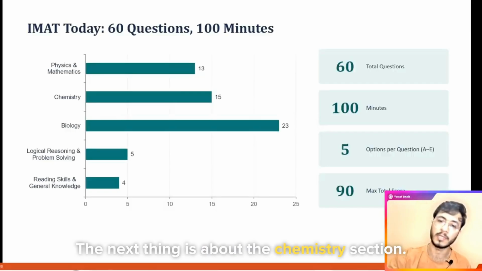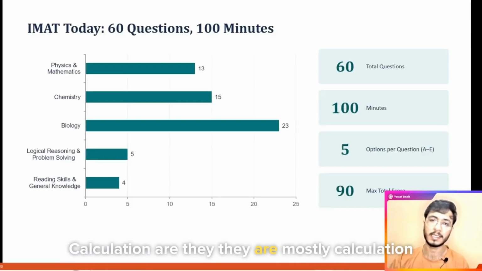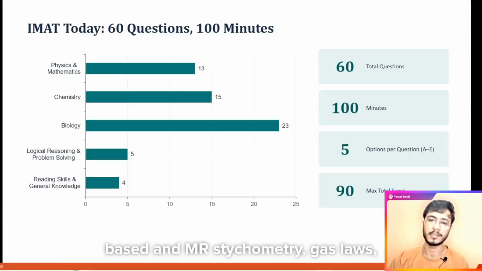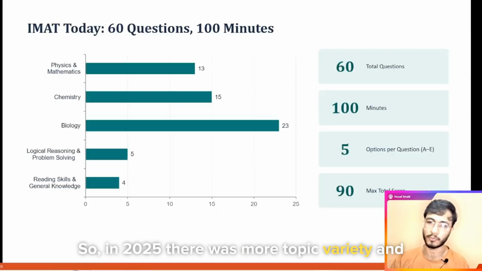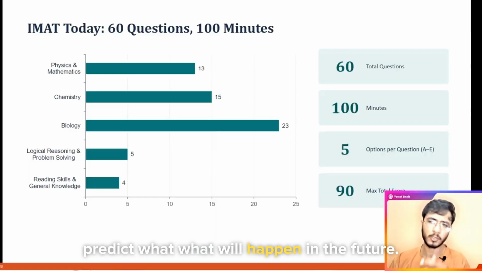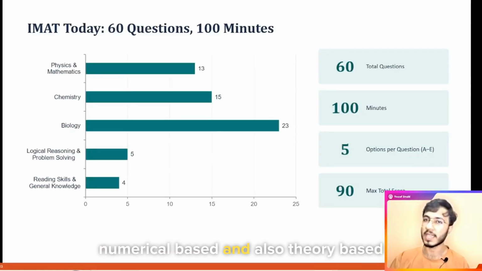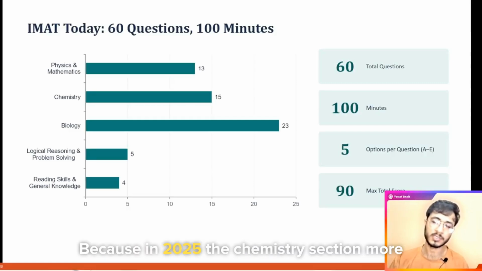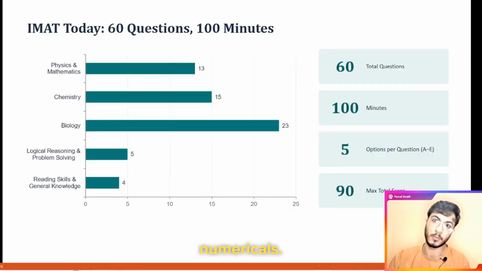The next thing is about the chemistry section. The chemistry section has 15 questions. They are mostly calculation based, and in MUR, stoichiometry, gas laws, equilibrium, all questions are to be solved without a calculator, right? So in 2025 there was more topic variety and greater focus on definitions, but you cannot predict what will happen in the future. So you need to know that you have to prepare numerical based and also theory based questions, because in 2025 the chemistry section had more theory based questions than numericals.